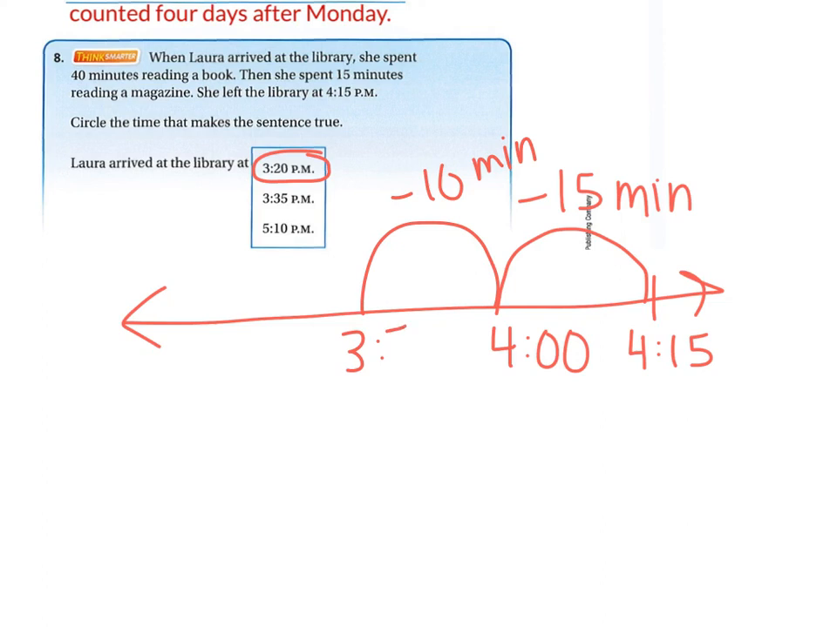So if I jump back 10 minutes, I'm at 3:50. Now remember, I'm jumping a total of 40. I've only jumped 10, so now I can jump 30 more. I feel comfortable doing that. If you do not, you could have broken that up into smaller jumps. So 30 minutes would bring us to 3:20. And there is our answer.